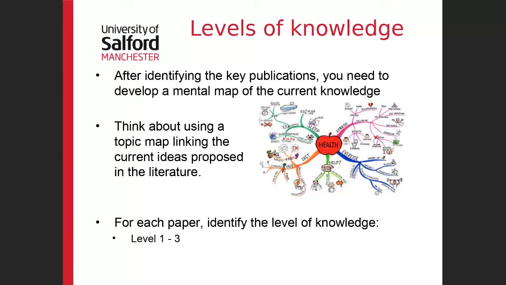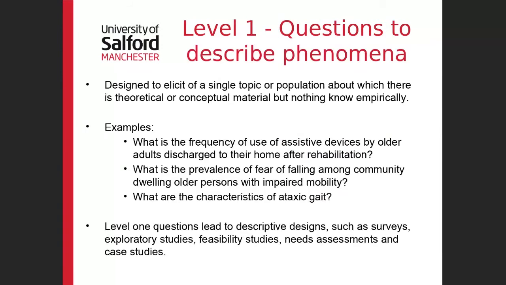And with quantitative research, you should be able to identify whether each paper is a level 1, a level 2, or a level 3 study. So I'll just explain those different levels of knowledge now. So the first one, level 1, is simply a research question that seeks to describe phenomena. So it's designed to elicit something about a single topic or population for which there's not that much known.